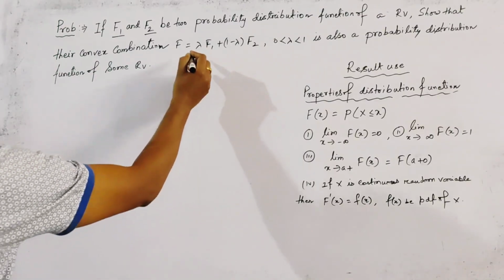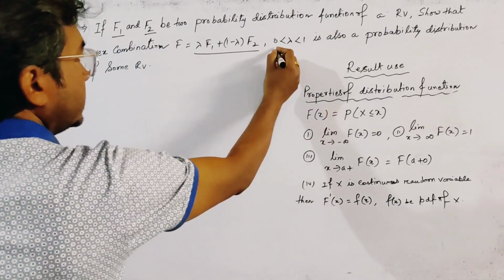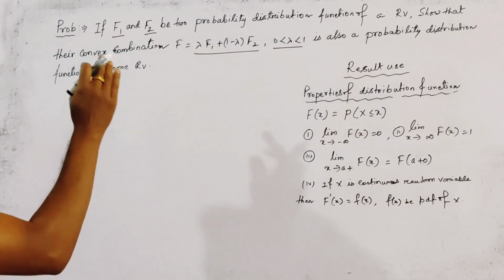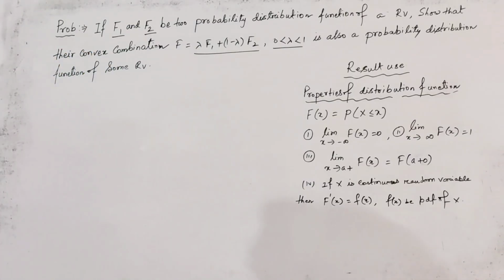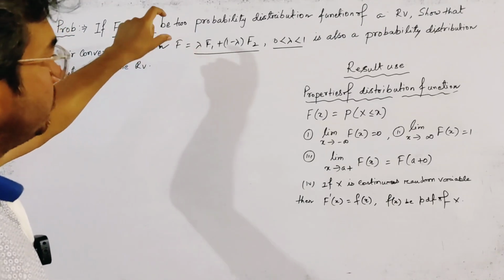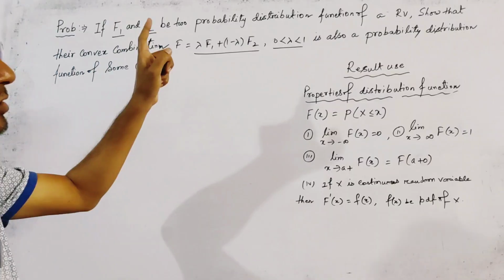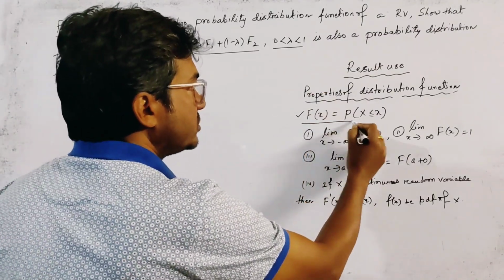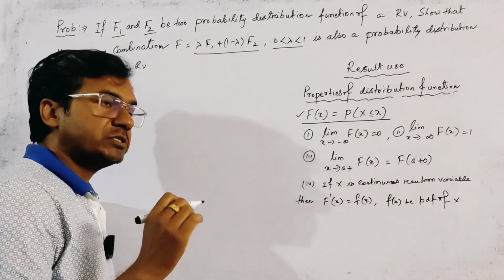Here it is given that F1 and F2 are probability distribution functions. We have to show that their convex combination, where 0 < lambda < 1 is the condition of convex combination, is also a probability distribution. To show F is a probability distribution, we must prove the main properties of a distribution function.